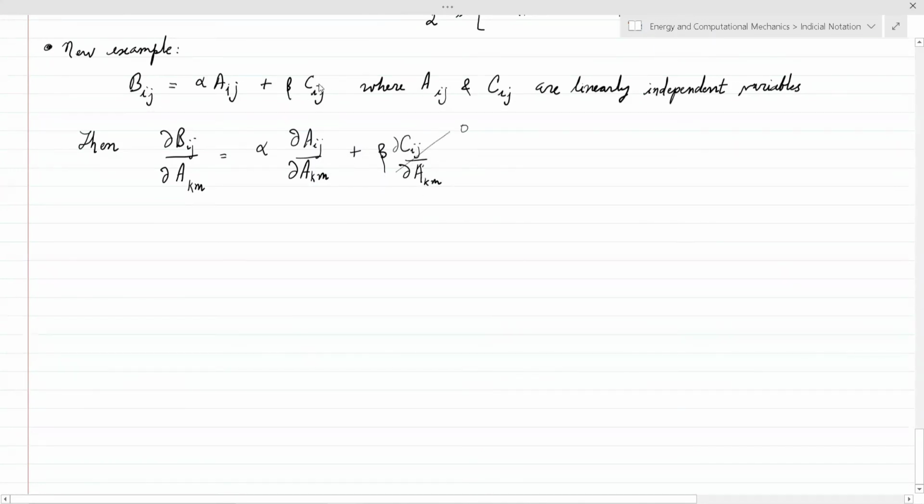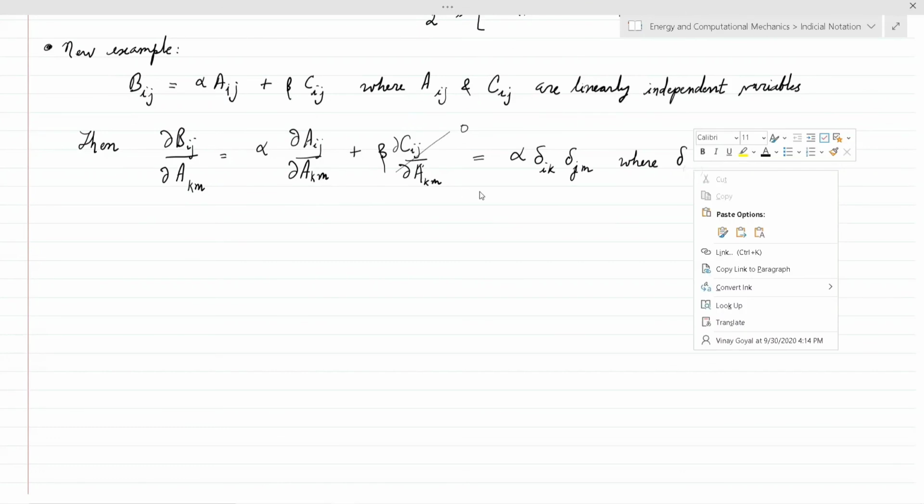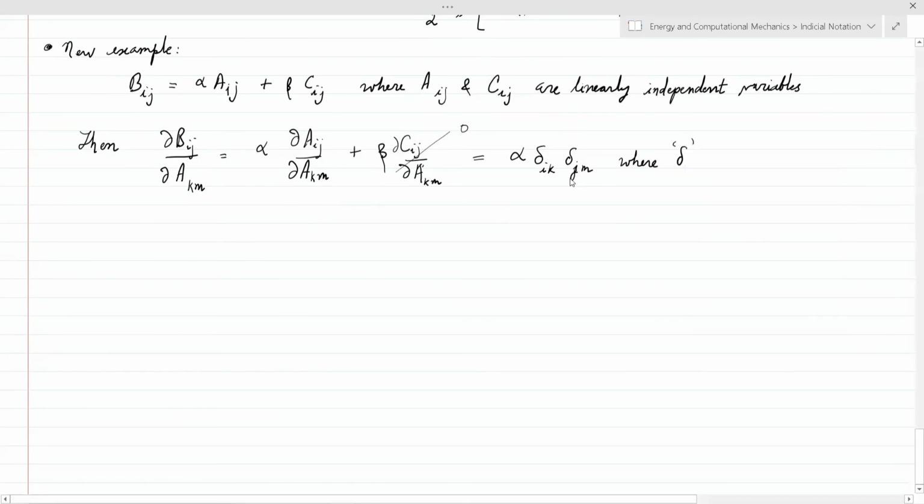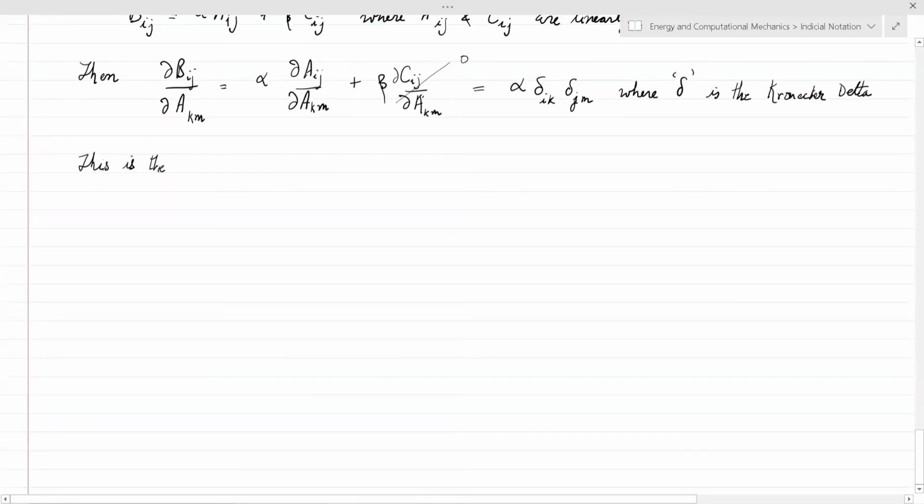Now, c_ij does not depend on a, so that's 0. And then in this case, I have the situation where this could become a Kronecker delta. So that's delta_ik delta_jm, because this can only be 1 if i equals k and j equals m. That's the only way, and this can only happen if this derivative looks like this. Okay? So that's something to keep in mind as you work through different problems.